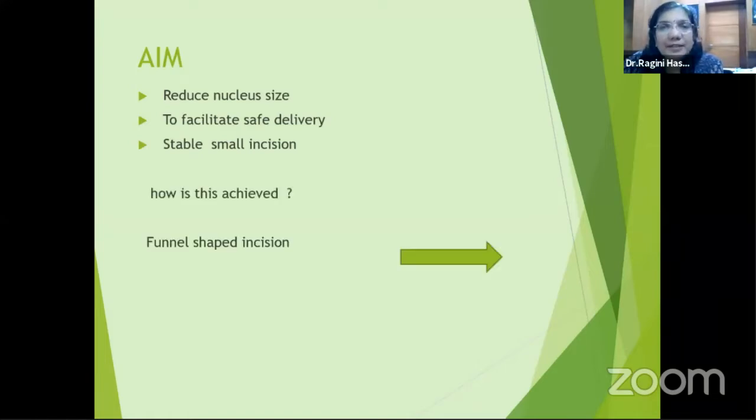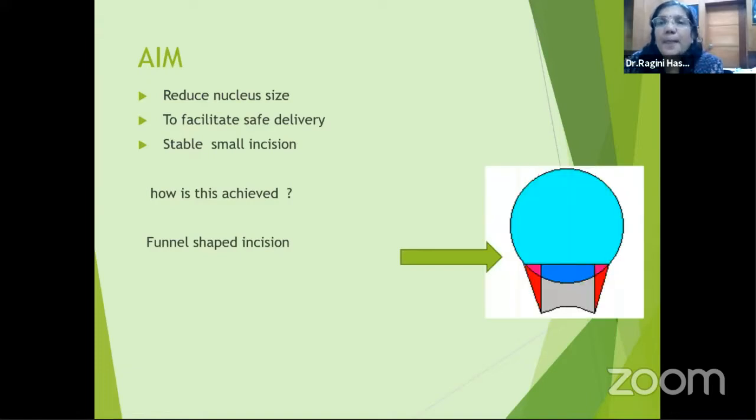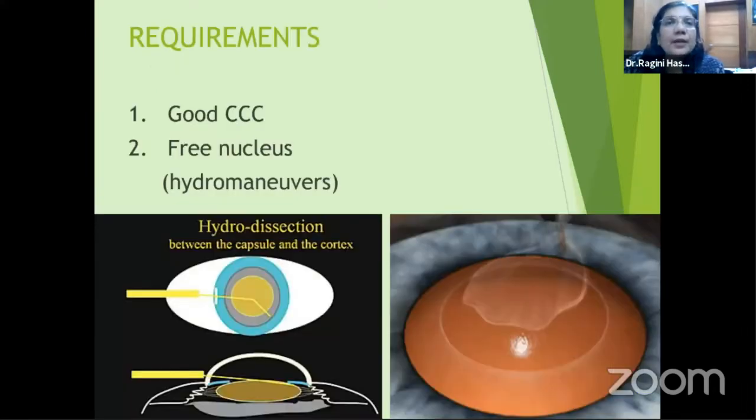So how do we achieve it? We've already discussed that the incision here remains essentially a funnel, and what you can see marked in red are the scleral pockets. And as you can see, the internal incision is much smaller than the external incision. Therefore, the astigmatism is controlled, but the facilitation of the nucleus delivery occurs.